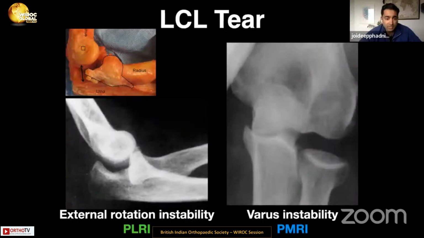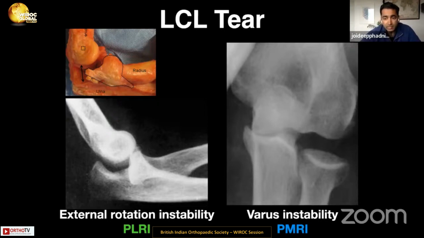This is the consequence in the posterolateral pattern. It causes this external rotation instability, i.e. a drop sign. So on the lateral view, you're seeing that because of the detensioning of the lateral collateral ligament, we've got the ulna rotating away from the humerus. And then in the posteromedial pattern, we get this varus instability where there's a sleeve avulsion of the lateral ligament, causing coronal plane instability.